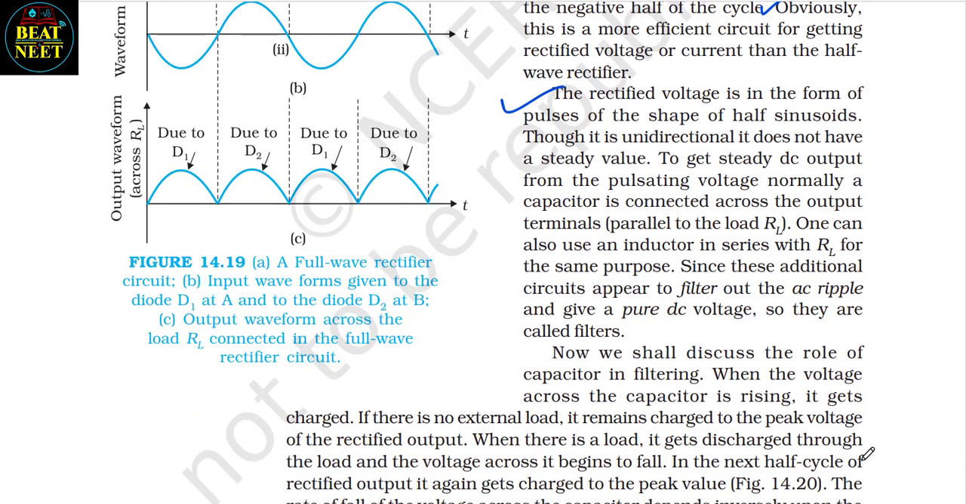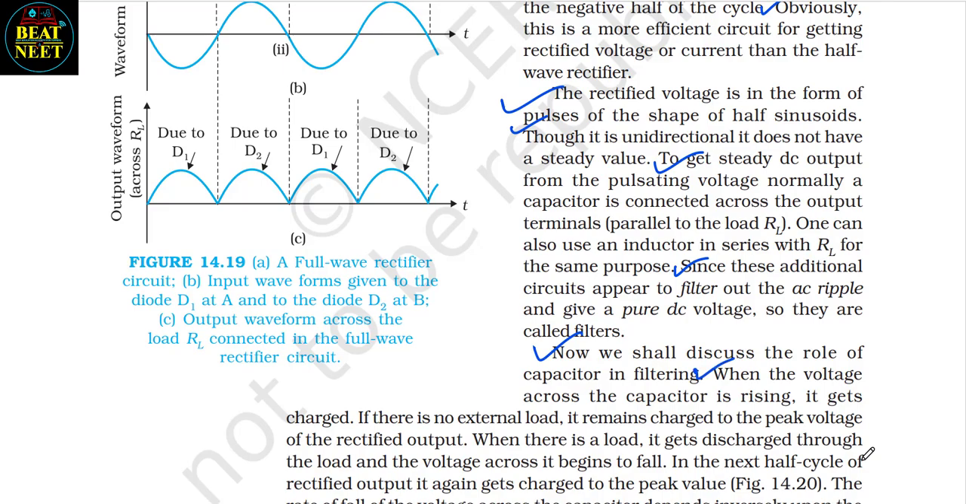The rectified voltage is in the form of pulses of the shape of half sinusoids. Though it is unidirectional, it does not have a steady value. To get a steady DC output from the pulsating voltage, normally a capacitor is connected across the output terminals. One can also use an inductor in series with RL for the same purpose, since these additional circuits appear to filter out the AC ripple and give a pure DC voltage, so they are called filters.